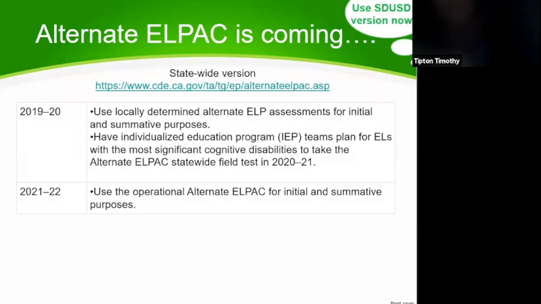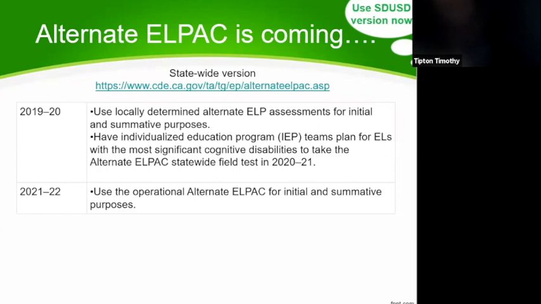So we're in a situation now where we've been using the San Diego Unified developed assessment, ELAA, but the state is at the same time developing an alternate LPAC that's coming soon. You may have seen or heard a little bit about it now, but we're still using the SDUSD version to initially identify our students who are coming to us for the first time, and also to do our annual assessments, including these assessments that are happening in the spring of 2021 remotely.